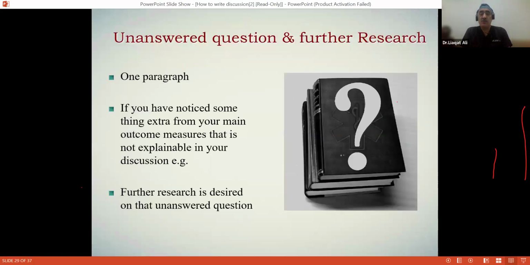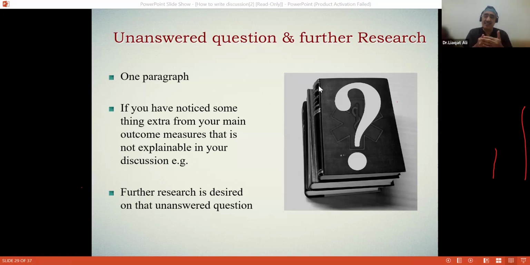You have to write one paragraph. If you have noticed something extra from your main outcome measures that are not explainable in your discussion, like आपने देखा कि एक मेडिकेशन इंटेरिक फीवर पे मेल में तो बहुत अच्छा काम कर रही थी, फीमेल में नहीं कर रही थी. या एक सर्जिकल प्रोसीजर के कॉम्प्लिकेशन एक खास एज ग्रुप में आ रहे थे या जेंडर में आ रहे थे या बॉडी मास इंडेक्स के साथ उसका कोई रिलेटेड था, जो आपकी स्टडी का हिस्सा नहीं था. But that was an unanswered question.